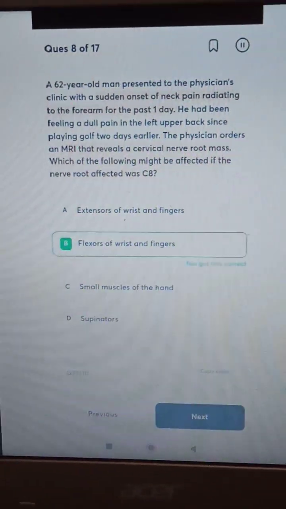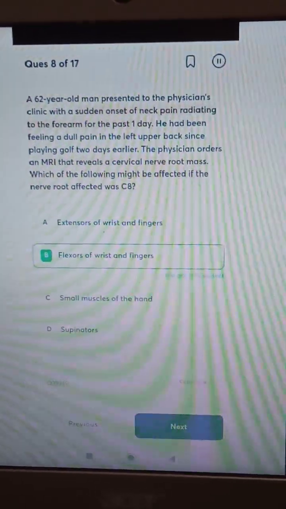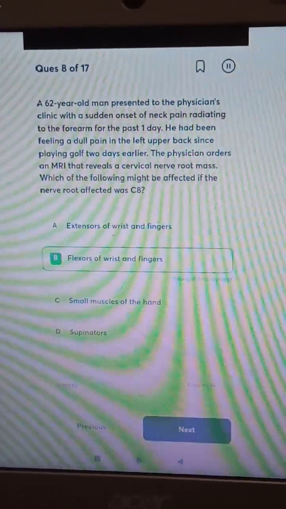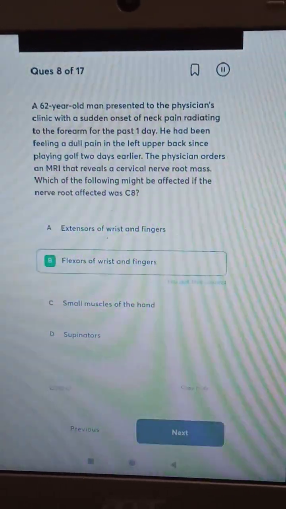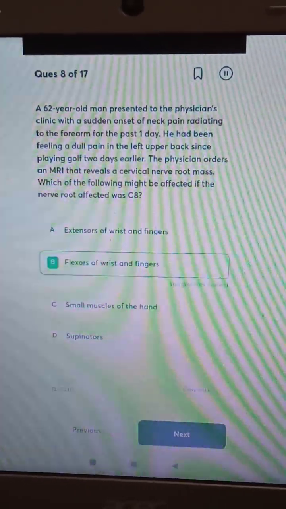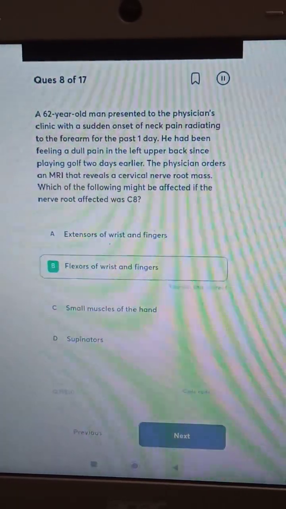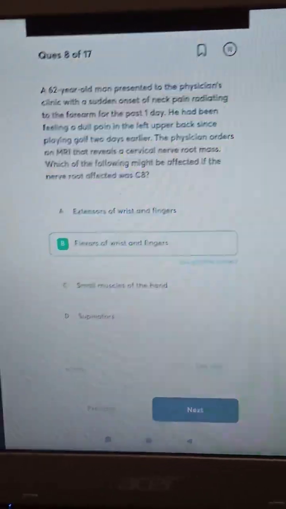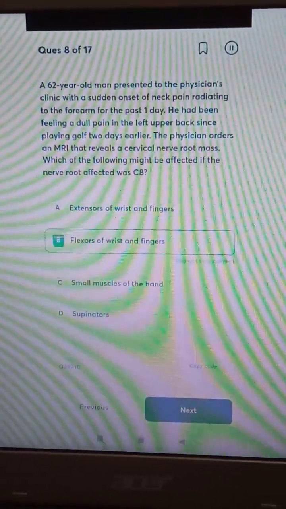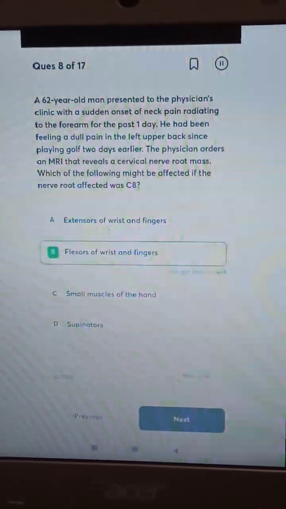A 62-year-old man presented to the physician's clinic with a sudden onset of neck pain radiating to the forearm for the past 1 day. Okay, he has neck pain and the pain radiates to the forearm. He had been feeling a dull pain in the left upper back since playing golf 2 days earlier. Left upper back is nothing but deltoid.